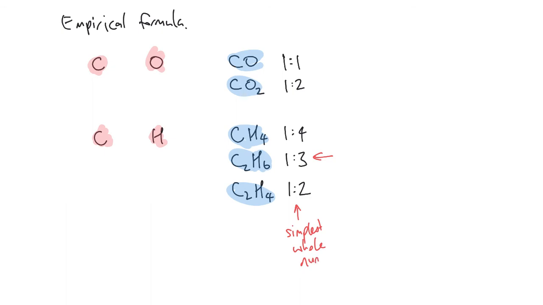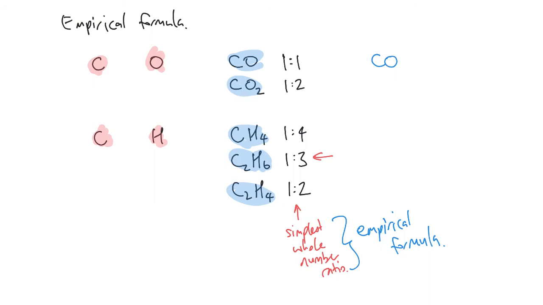Whole number ratio. Okay? So this is the simplest whole number ratio of those particular elements to each other, right? This simplest whole number ratio can be expressed as the empirical formula when you write them out like so, right? So the empirical formula for this one here, the CO, would be CO, because it's a 1-to-1 ratio, it is the simplest whole number ratio.